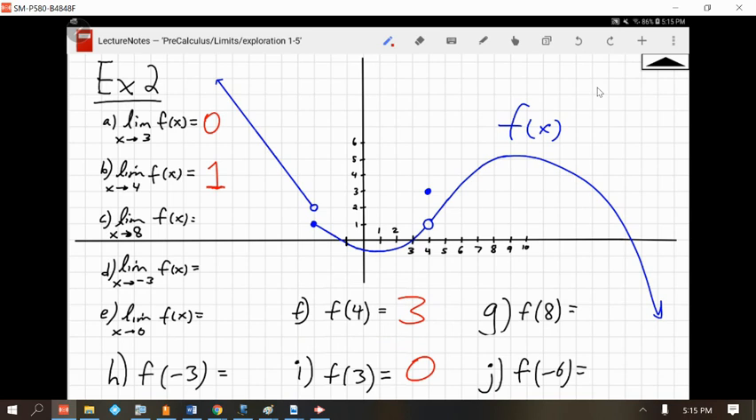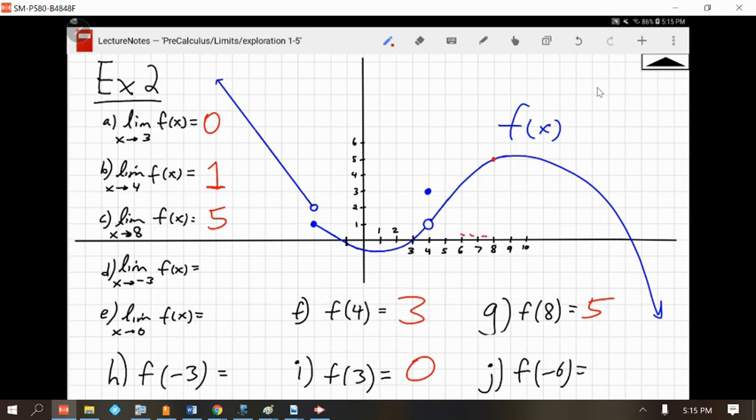So f of 8, or I jumped to g for some reason. What is f of 8? Go to 8. Right here, f of 8 is the dot right there. It looks like it's 5. Right? Did I pick the right dot? Yeah. I'm going to tilt my thing up. What's the limit as x approaches 8? As x approaches 8, it's also 5.